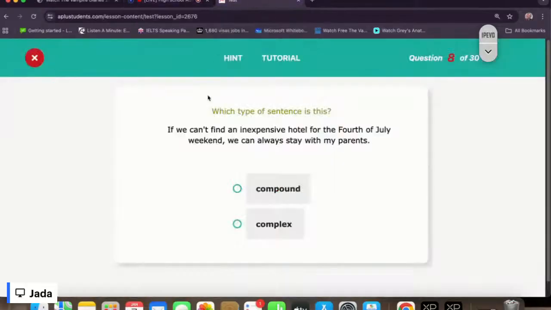So that's it for our lesson today on the simple, compound, complex, and compound-complex sentences. Can you tell me if you have any questions?